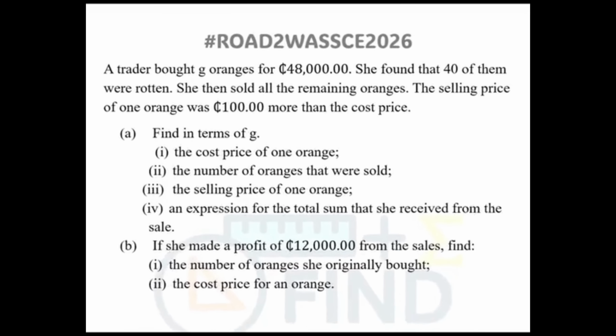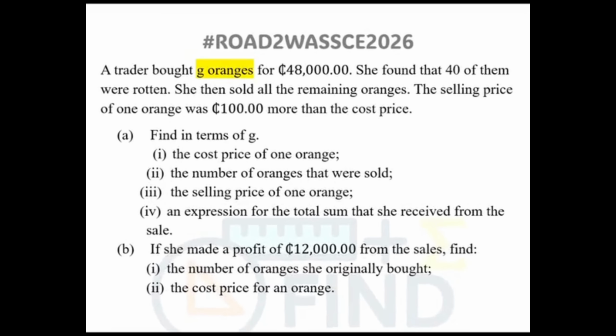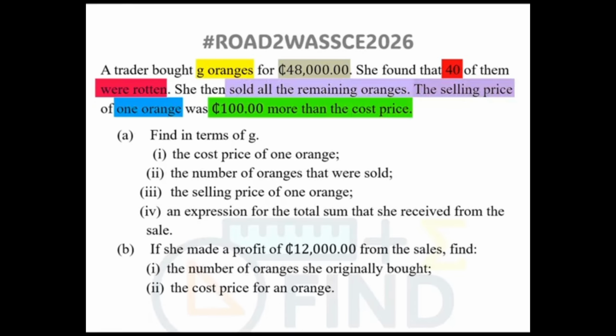Let's try this question. A trader bought G oranges for an amount of 48,000 Ghana cedis. She found that 40 of them were rotten. She then sold all the remaining oranges. The selling price of one orange was 100 Ghana cedis more than the cost price.